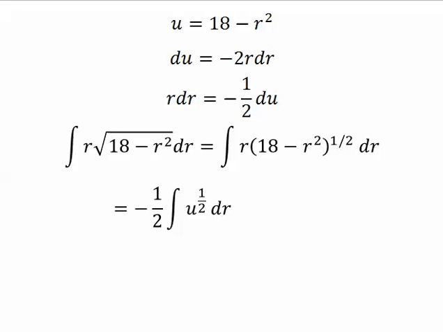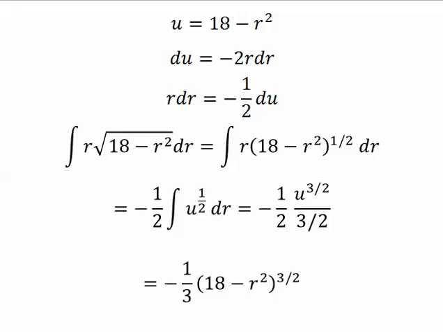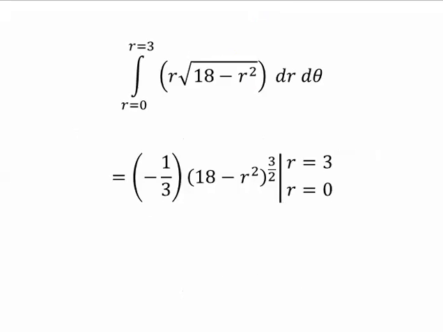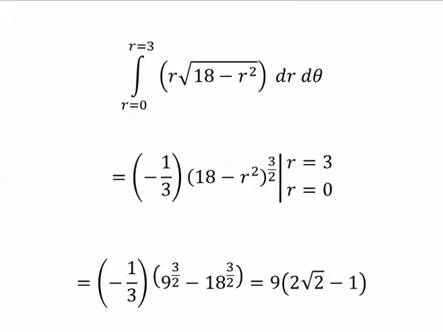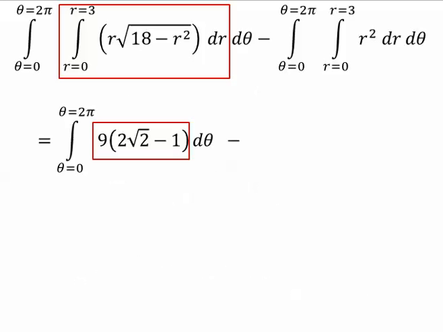Do my substitution, and now this is fairly easy to integrate. After I integrate, I substitute back. So I have the antiderivative, and now I'm ready to evaluate. And when I evaluate, I get 9 times 2 radical 2 minus 1. Put that value, replace your inner integral with that value, and then let's go ahead and integrate the second piece.